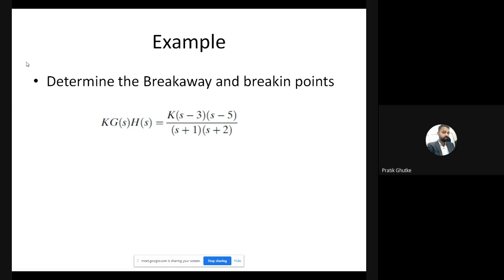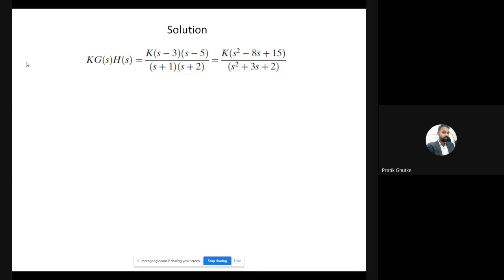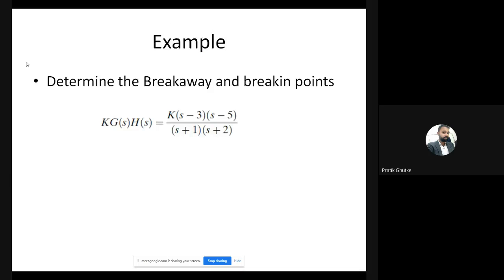So this is another example of how to determine the breakaway points. The transfer function is given as k (s minus 3)(s minus 5) divided by (s plus 1)(s plus 2). In this case, I have two poles and two zeros. I am asking you to calculate breakaway points only. Yeah, breakaway points or break-in points.